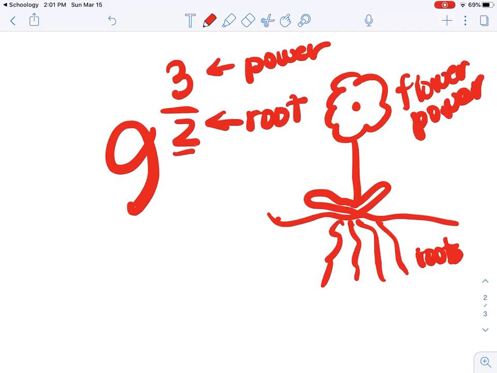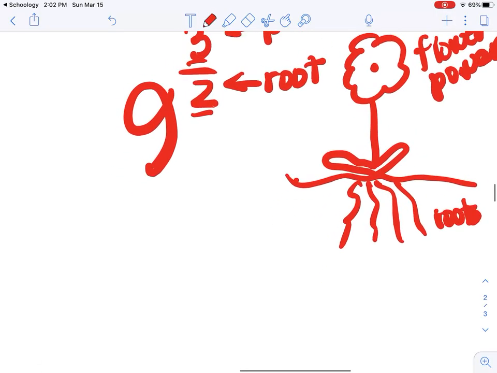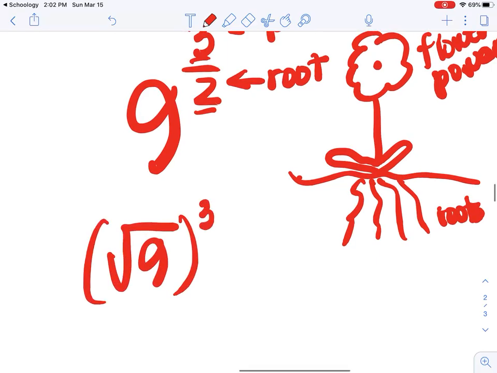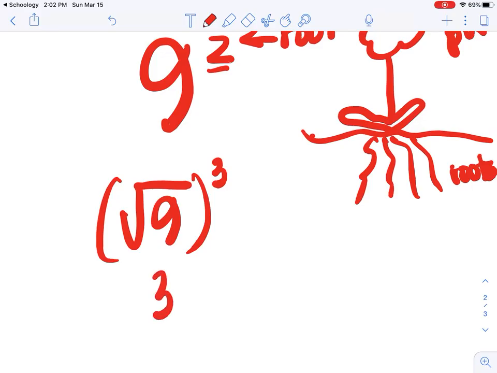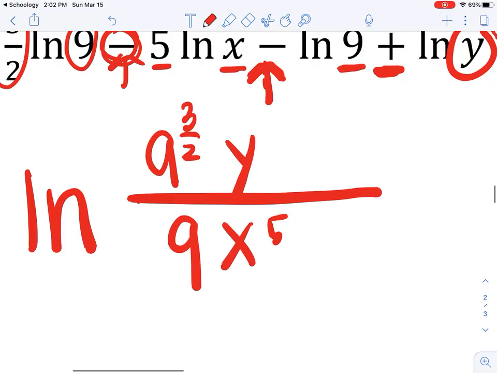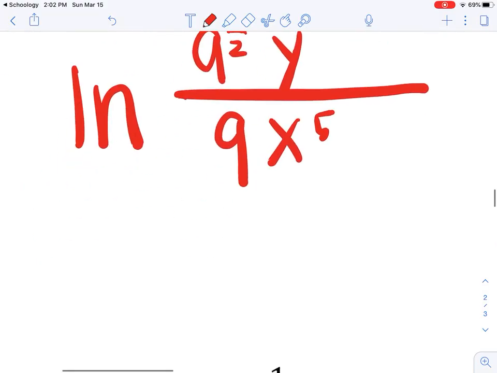So in other words, this is your power, your flower power, and this is your root. So that means square root, since it's a 2, and then cube. That's your power. So I'm going to square root the 9, and then I'm going to bring it to the 3rd power. Square root of 9 is 3. 3 to the 3rd power, 27. So I can change that to a 27.